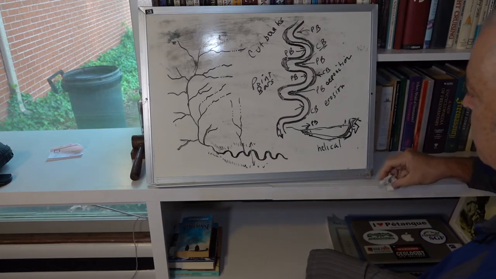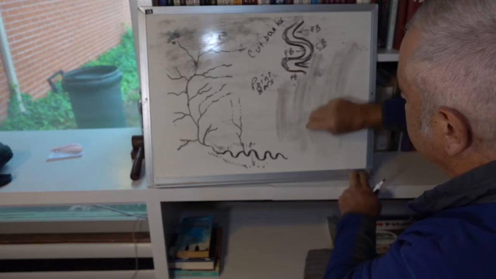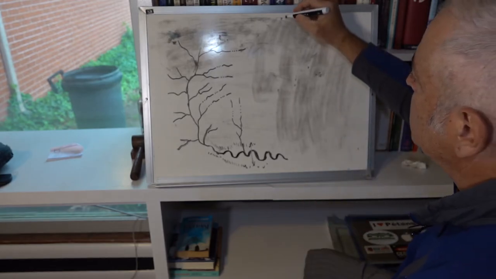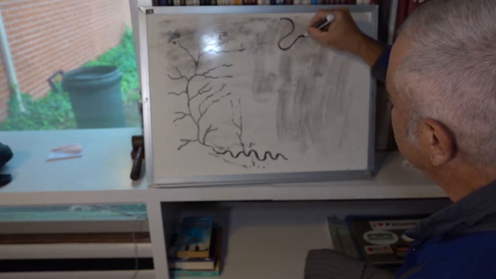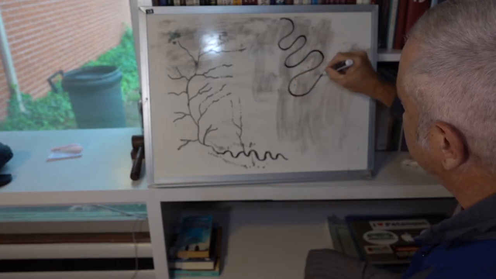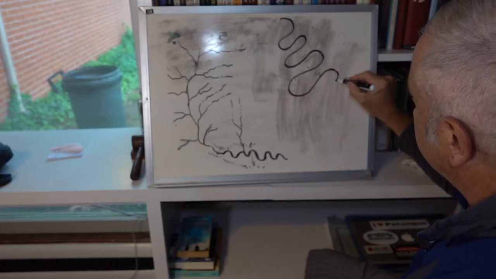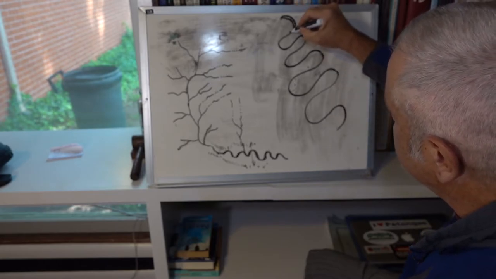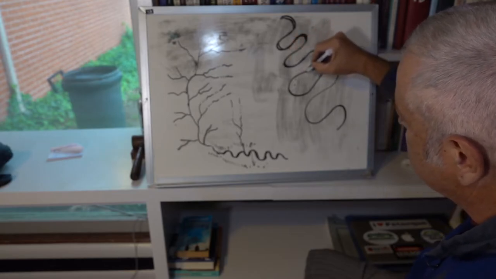Now, since we're on a roll here, I'm going to erase all this and draw it as though the channel that you see right here, we're going to pick it up again right up here. I'm just going to make one single line to indicate cut bank, cut bank, cut bank, cut bank, cut bank. And our point bars are out here on the tips of these points, right? Cut bank. Eventually, as the river begins to meander, that meandering process actually changes where the channel itself flows.